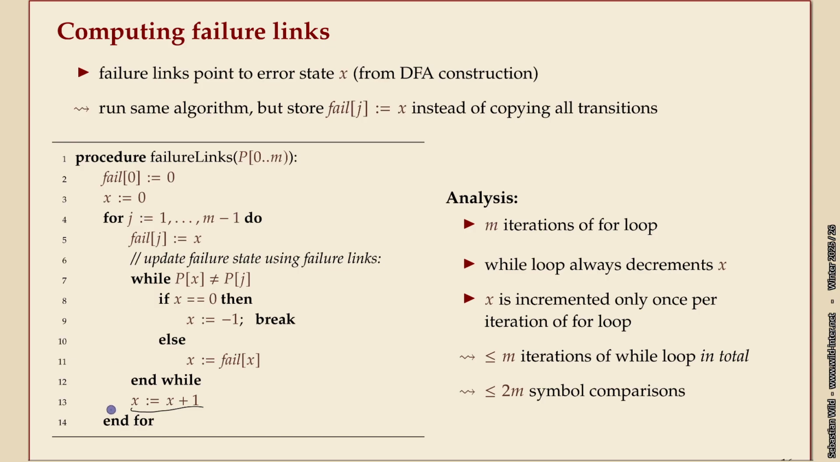So over the course of all iterations of the outer loop, you're making x at most m bigger. And this always makes x strictly smaller. So you cannot make x strictly smaller in total more than m times when you never make it bigger than m times. Okay. That's why also the computation of the failure links is linear in the word you're doing this over, the pattern in this case.